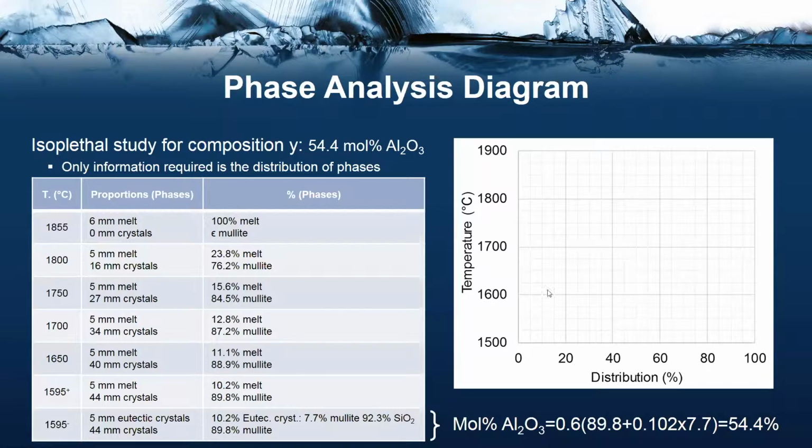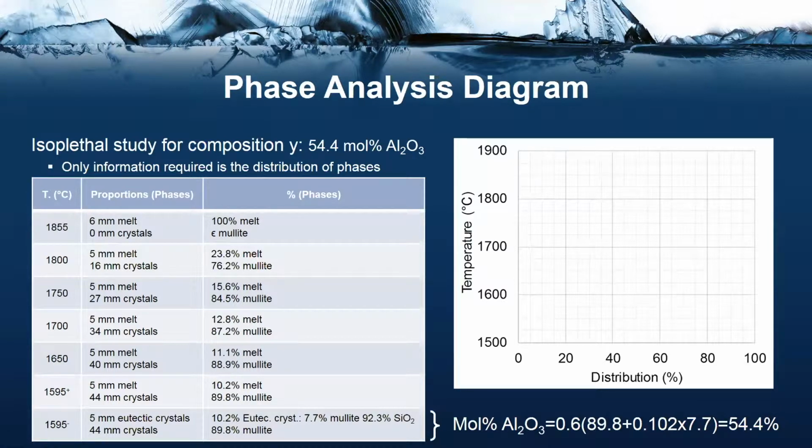The y-axis represents the temperature, and I've chosen it to be between 1500 and 1900 degrees Celsius, as this will cover all the events of our isopletal study. The distribution is plotted on the x-axis, going from 0 to 100%, and it's simply the distribution of phases, and these phases are the melt, the mullite, and the eutectic crystals.